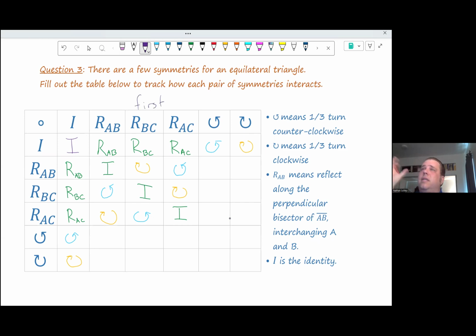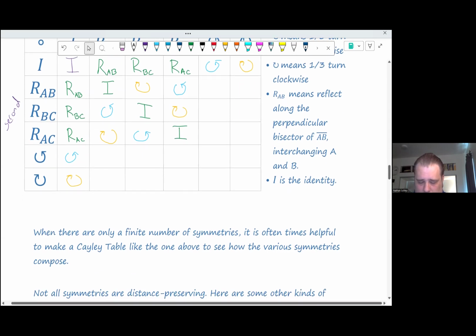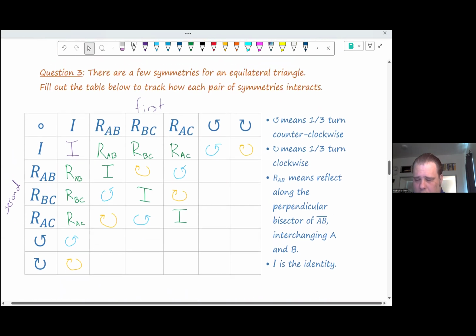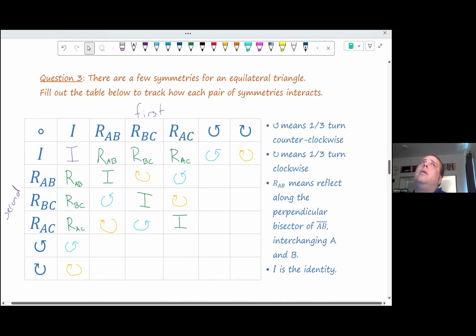So just a little note, if you'd like to fill this out, these are the symmetries that would go first, and these are the symmetries that would go second, just to keep the order there. And that's about it. The homework is on some of the abstract properties.